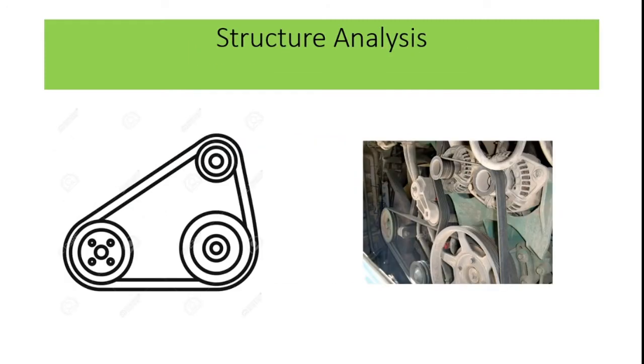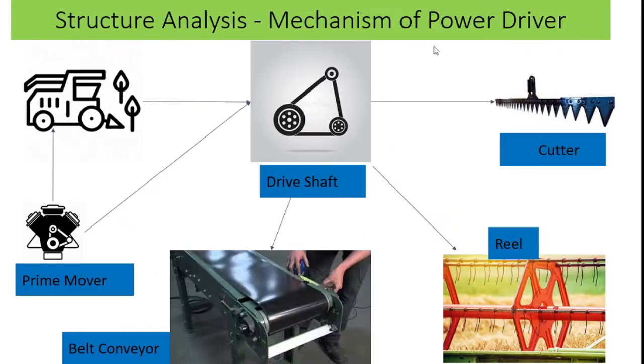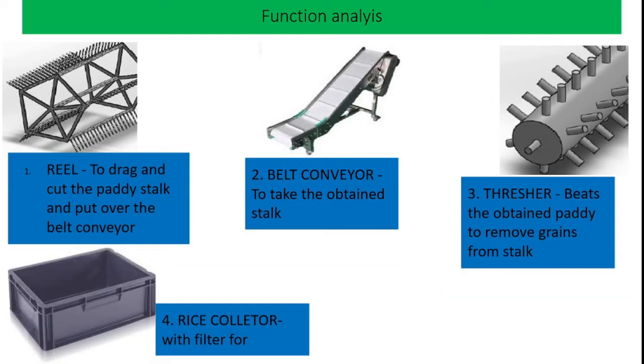Here my question is why I need this much power source for operating the machinery. How do I reduce the power requirements? From the structure, I combine everything with one prime mover. Here you see the prime mover is an IC engine. The IC engine is connected to a drive shaft. The drive shaft operates the cutter, reel, and belt conveyor with the same mechanism, which is more suitable for miniaturization and operating the mini machine. Okay, and then function analysis.